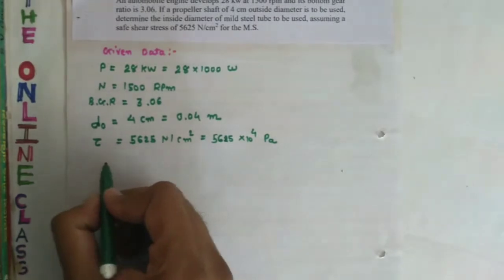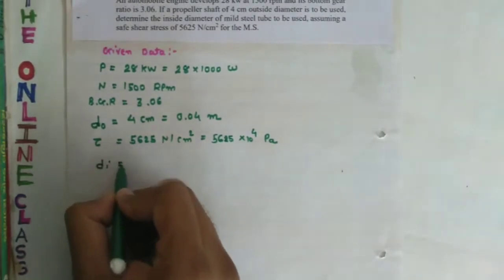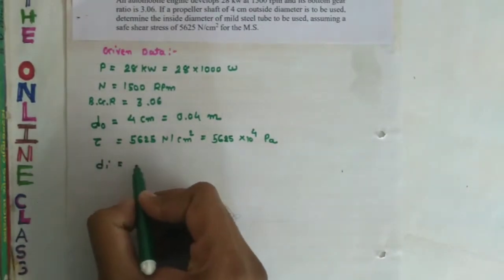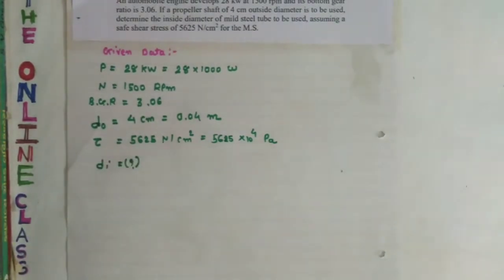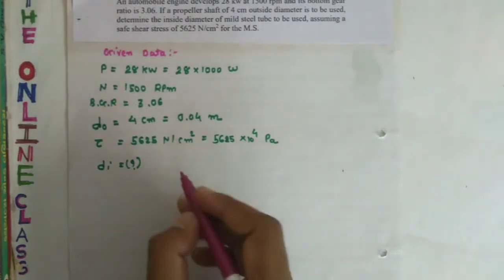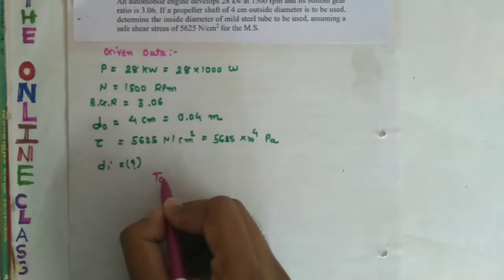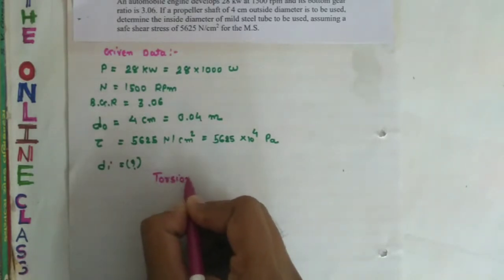So what we have to find? We have to find the internal diameter, the inside diameter. For solving the propeller shaft example, we have to use the torsion equation. So I write torsion equation.